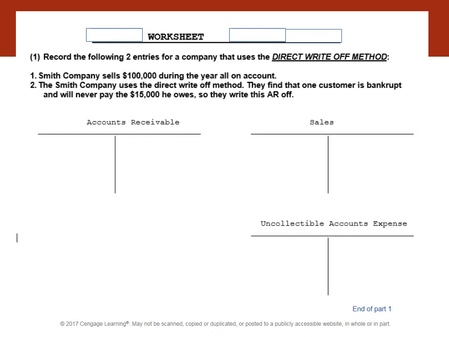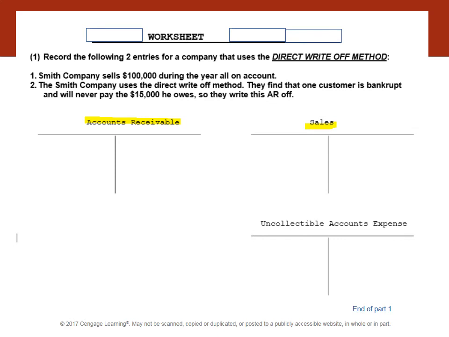I want you to try one. And this worksheet has two entries that are required for the direct write-off method. So take a quick minute, maybe put these three T accounts, these are already labeled T accounts, on a piece of paper and see if you can work this problem. So we've got accounts receivable and revenue.